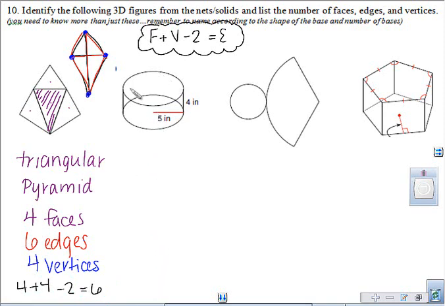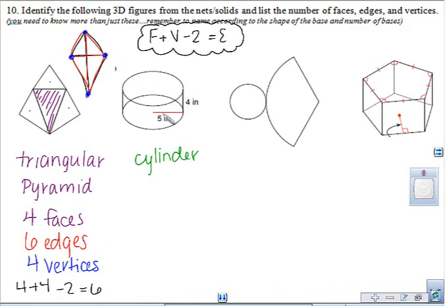All right, now for this, hopefully you know when there's 2 circular bases, that is a cylinder. Each of the bases are considered faces, okay, but the rounded part here, connecting them, that's not a flat surface, and we're talking about faces as in flat surfaces. So there are only 2 faces.